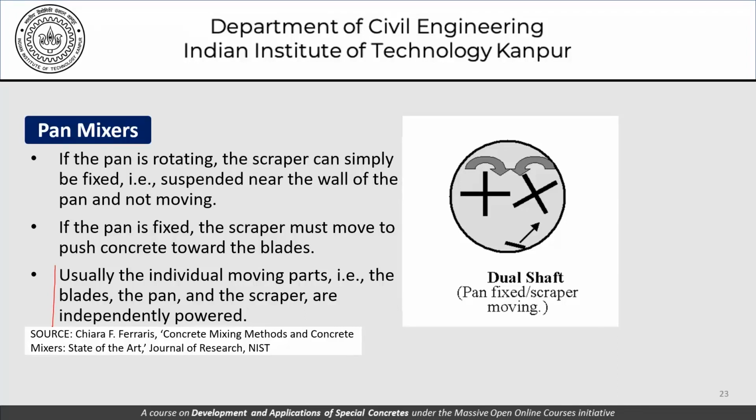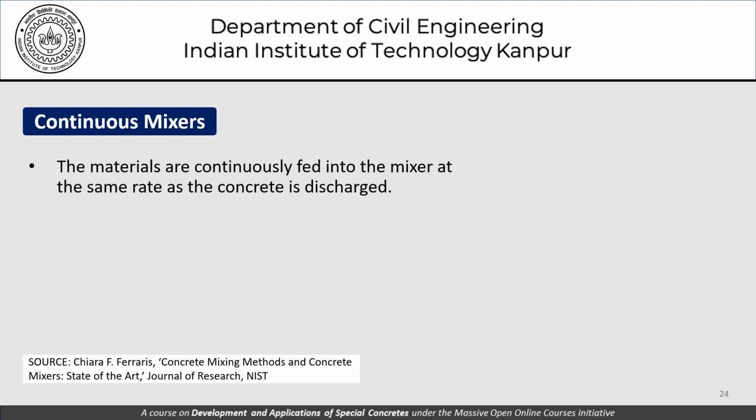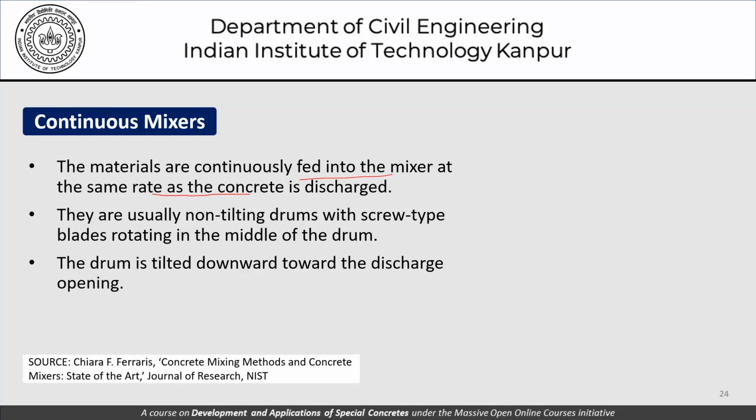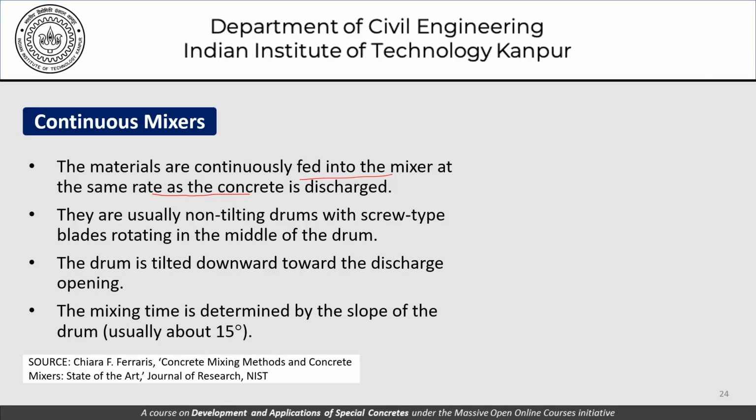Now, so far our concentration had been on batch mixers, whether it was pan or drum type. Now coming to continuous mixers, in this the material is continuously fed into the mixer at the same rate as the concrete is discharged. This balance of the rate of concrete discharge and the rate of feed into the mixer has obviously to be maintained in order that concrete of a certain consistency, as far as the constitution is concerned, can still be obtained. Now they are usually non-tilting drums with screw type blades rotating in the middle of the drum. The drum is tilted towards the discharge opening, which facilitates the discharge, and the mixing time is determined by the slope of the drum, which is usually about 15 degrees.